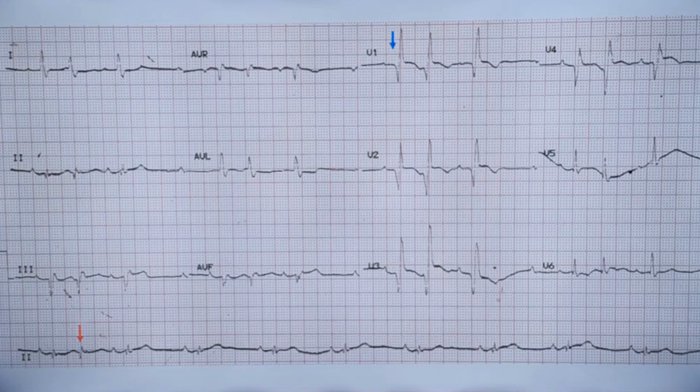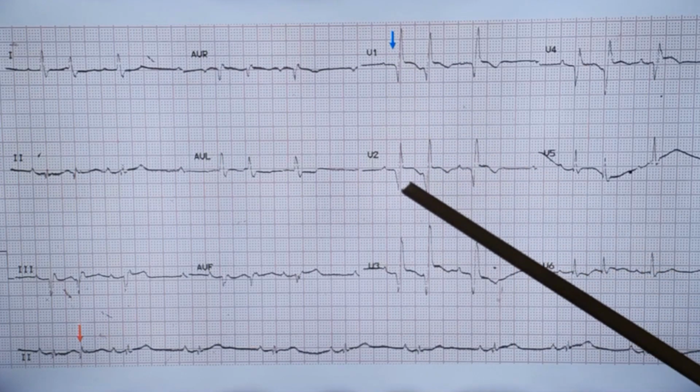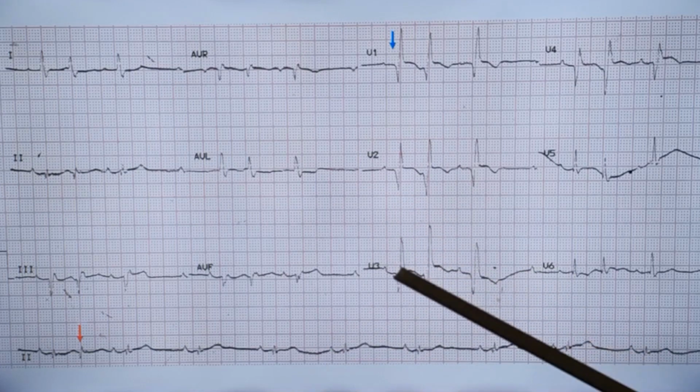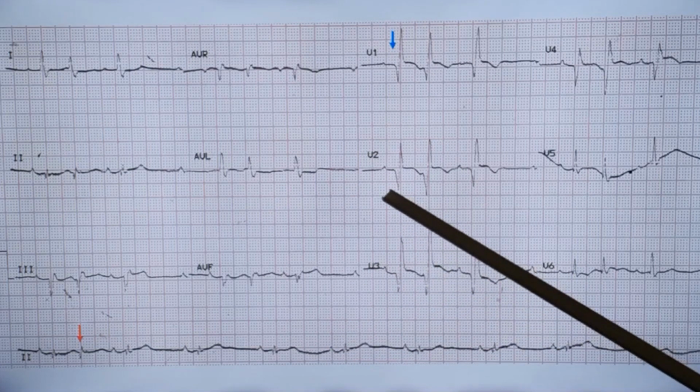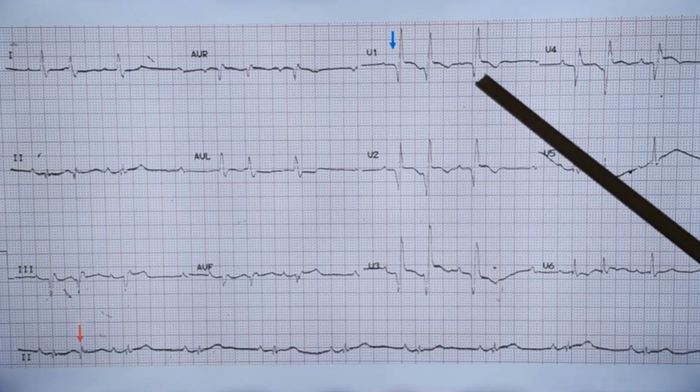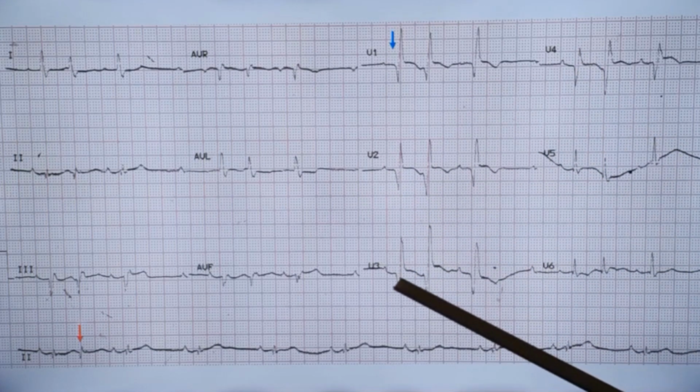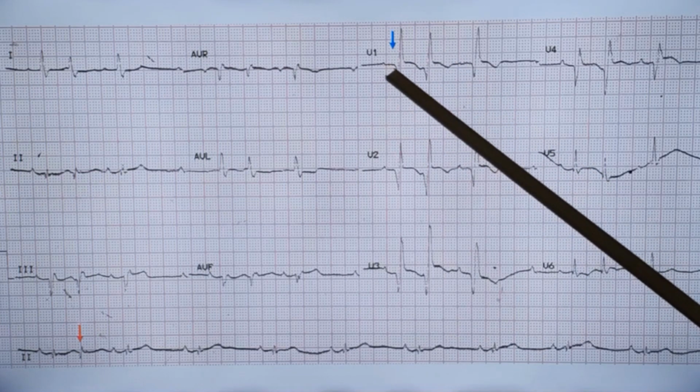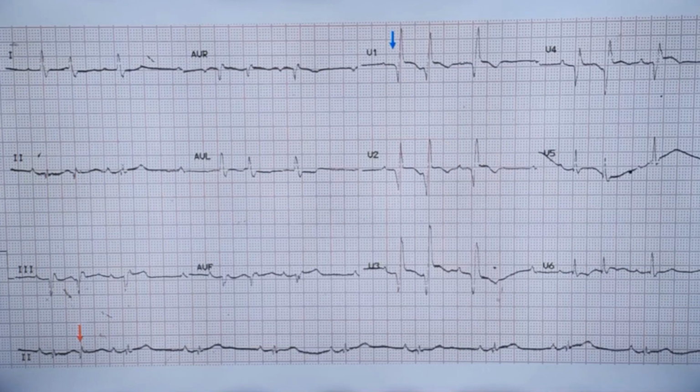Then why are you not seeing the typical RSR prime pattern in V1 and V2? That is because what you are seeing here are broad Q waves. Broad Q waves are seen in anterior leads. They are pathological Q waves. A Q wave which is more than 40 milliseconds, one division or more, is taken as a pathological Q wave.